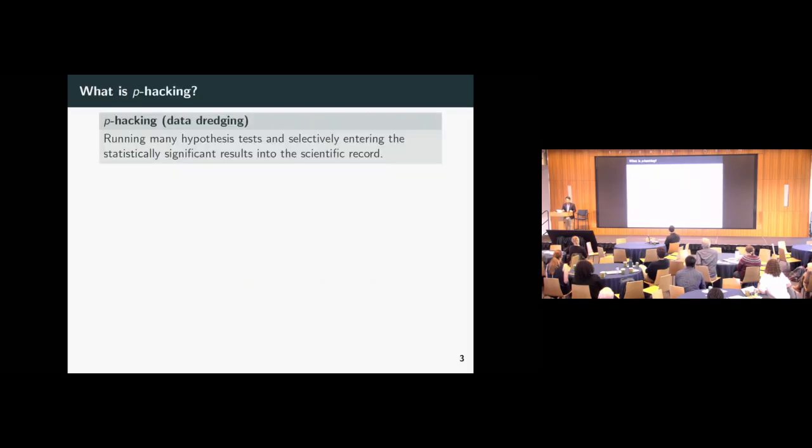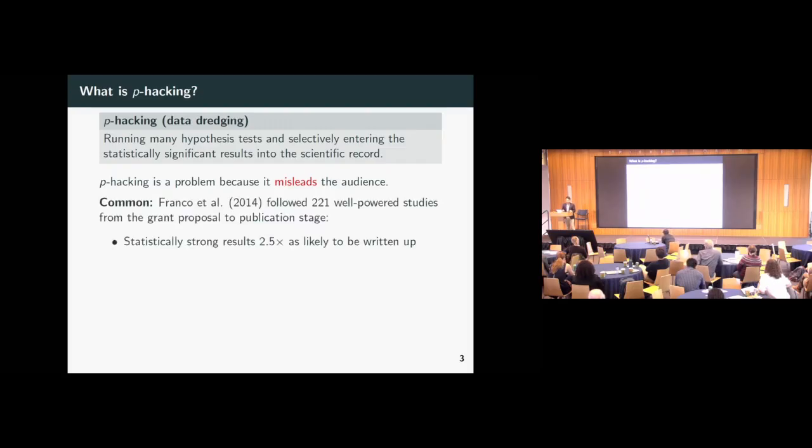So let's get started. What is p-hacking? I probably don't need to define it for this audience. I'm going to call p-hacking running many hypothesis tests and selectively entering the statistically significant results into the scientific record and leaving other results out of the scientific record. I probably also don't need to make the case to this audience that p-hacking is bad, because it is. And it's bad because it is misleading. And it's misleading because the audience doesn't know what results were left out of the scientific record.